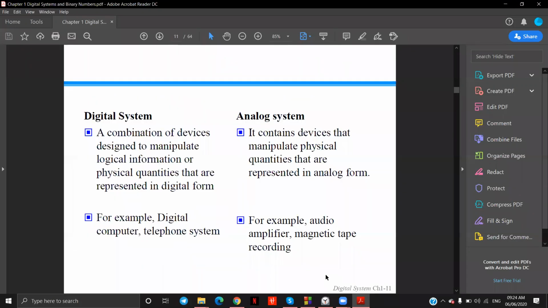There are some differences: the digital system is a combination of devices designed to manipulate logical information or physical quantities that are represented in digital form. And the analog system contains devices that manipulate physical quantities that are represented in analog form. So the digital computer and telephone system are examples of digital systems, and the audio amplifier and magnetic tape recording are examples of analog systems.